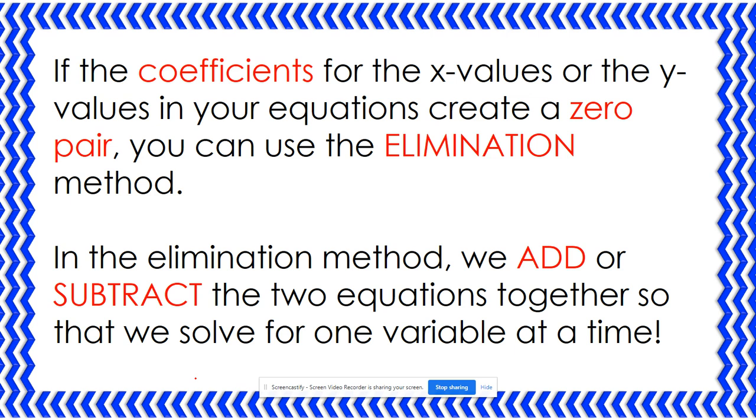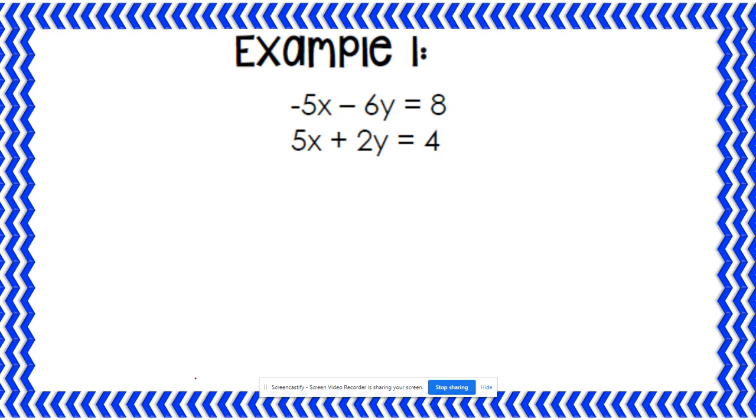Today we're going to learn the final method for solving systems of equations, and that method is called elimination. We use elimination when the coefficients for the x values or for the y values in both of the equations create a zero pair. So in this method, we can add or subtract the two equations together, and that will eliminate one of your variables so that you are solving for just one at a time. So let's look at an example.